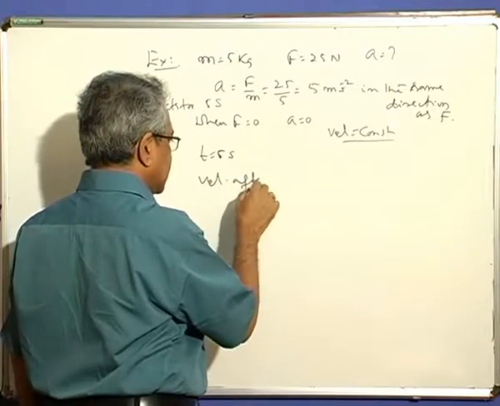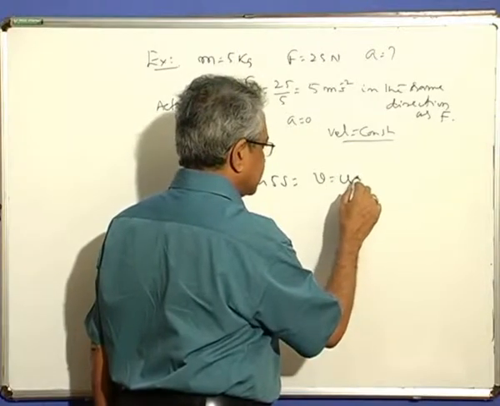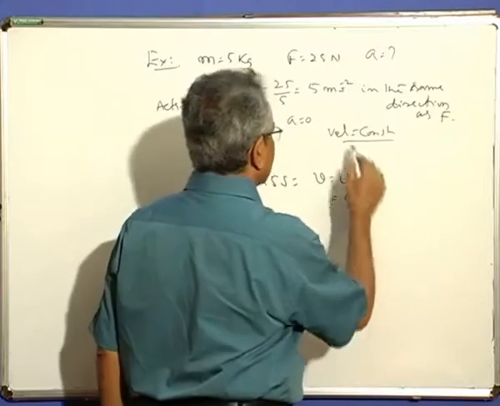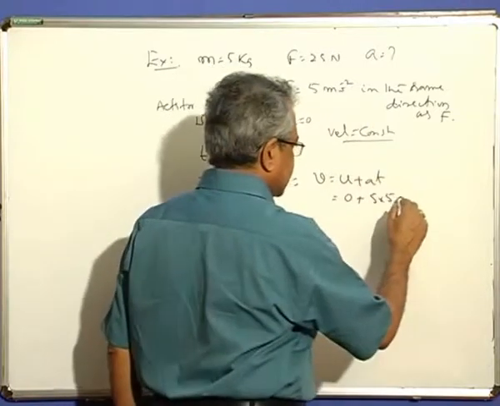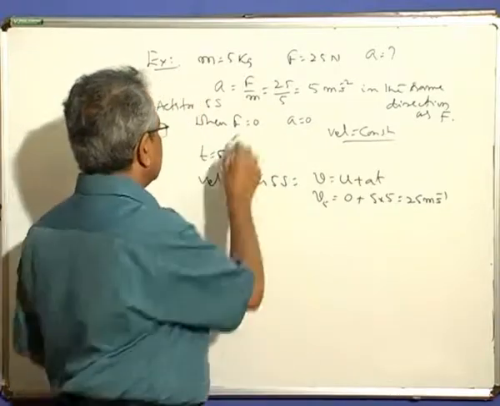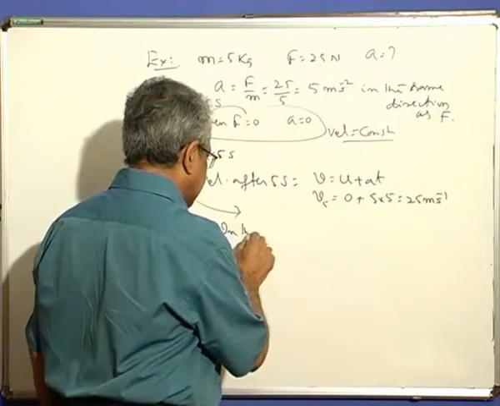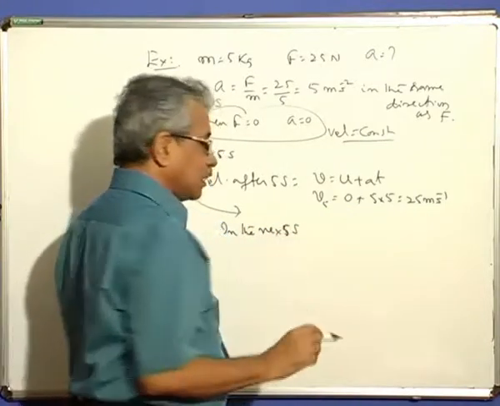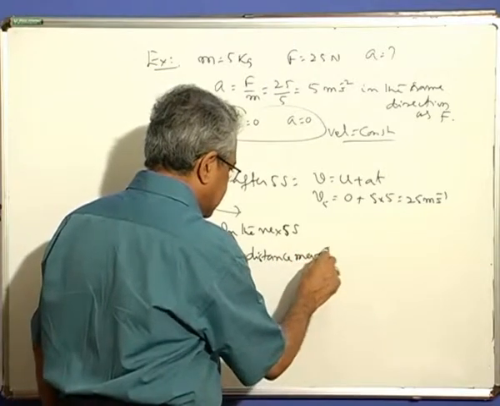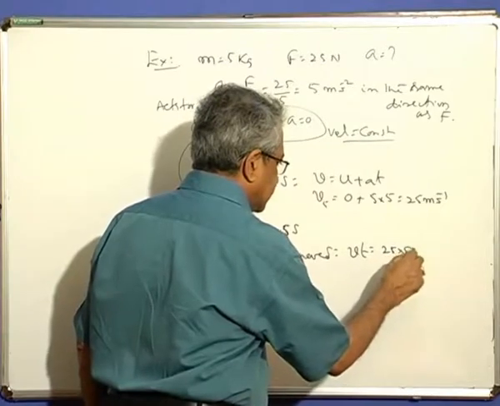So the velocity after 5 seconds will be given by the equation v is equal to u plus at. Suppose the initial velocity is from rest, so it is 0. The acceleration we have found here is 5, and the time taken is 5 seconds, so it becomes 25 meters per second after 5 seconds. Then the force becomes 0. Then what happens? With this velocity, it will continue. In the next 5 seconds, suppose you want to know how much distance it will go, the distance moved is equal to the velocity into the time taken next. That is 25 into 5, which is 125 meters.